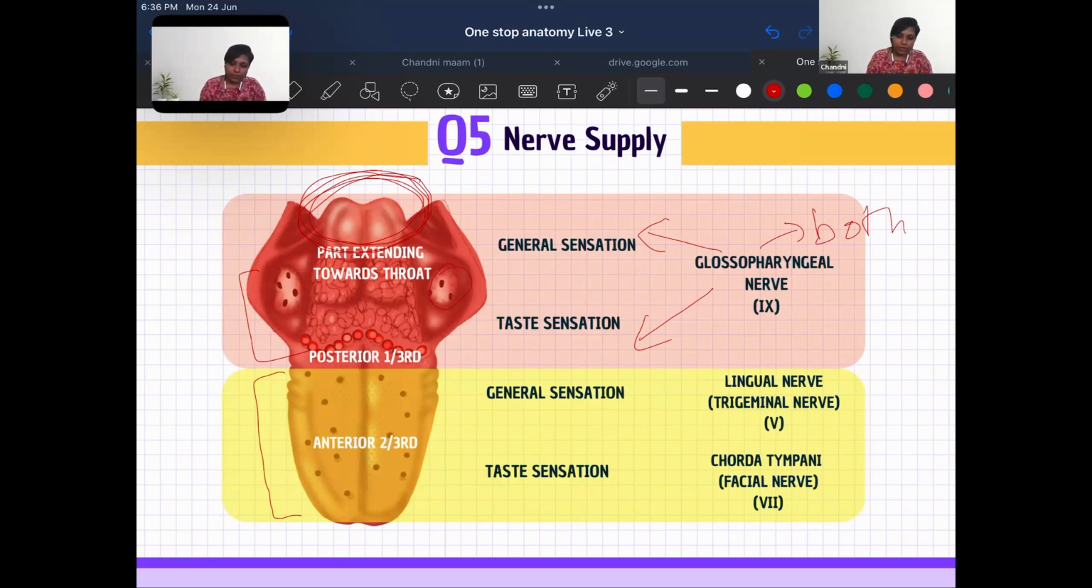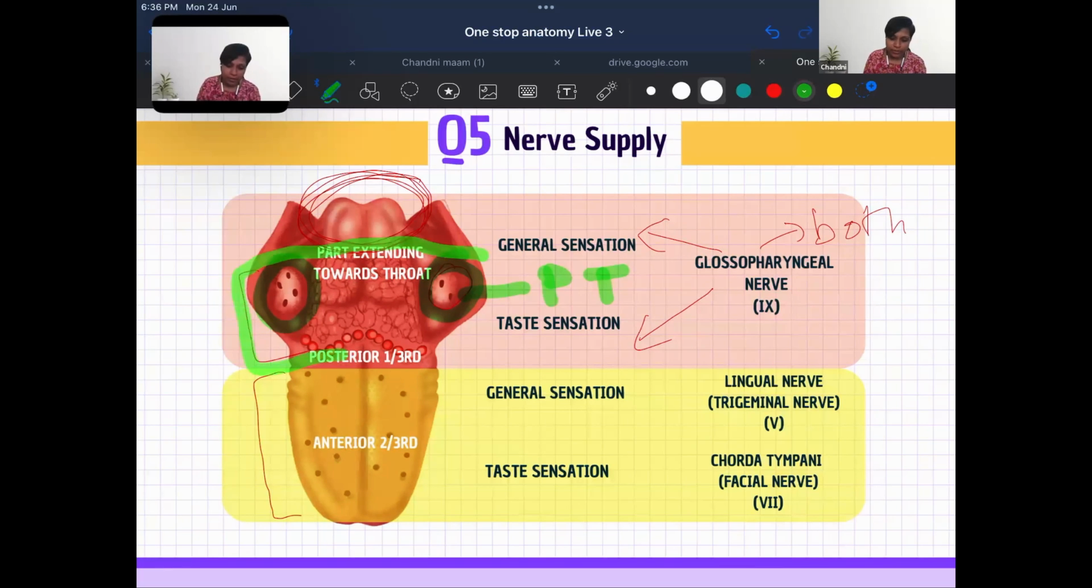Now, what are these little structures here? What are these two structures here? Yes, these are the palatine tonsils, which means it is in this area of CN9 jurisdiction. That's why the nerve supply of the palatine tonsils is the same as the posterior one-third of the tongue, because of where it is. Easy to remember, right?